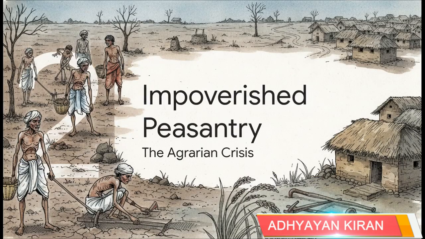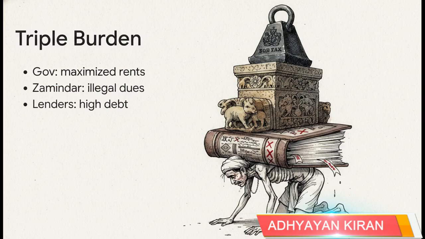Which brings us perfectly to our second section. Let's see how this sudden influx of people fueled a massive agrarian crisis and the total impoverishment of the peasantry. Imagine being a farmer and getting hit from 3 sides at once. The source material calls this the triple burden. First, you had the colonial government, whose only real interest was squeezing out maximum land rents to secure their revenue. Second, you had the zamindars. Now, many of the old traditional zamindars were actually ruined by the new colonial systems, and they were replaced by this new class of ruthless absentee landlords.